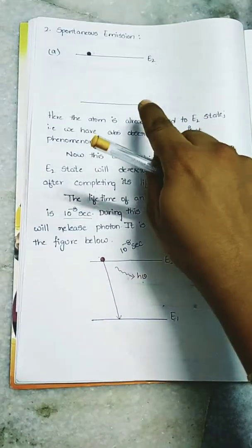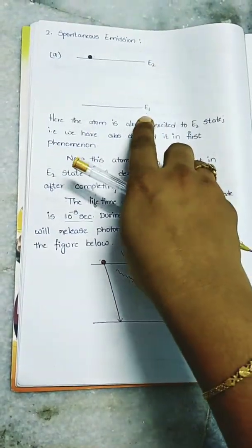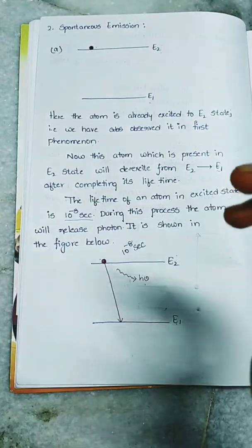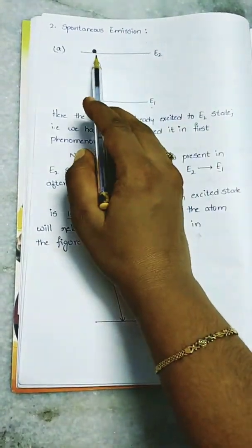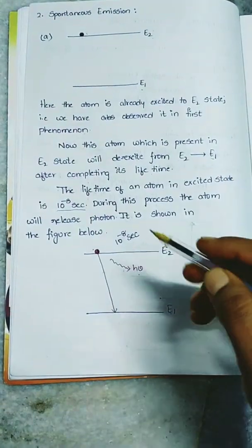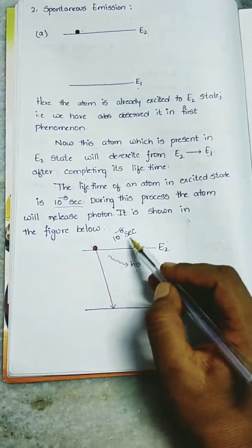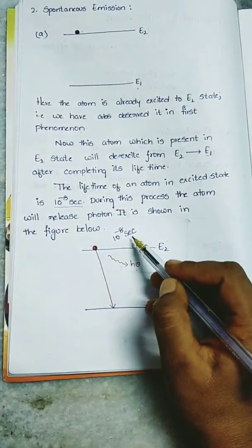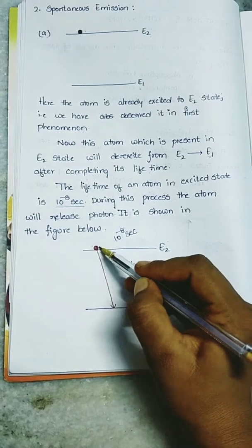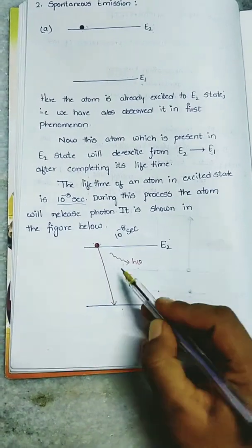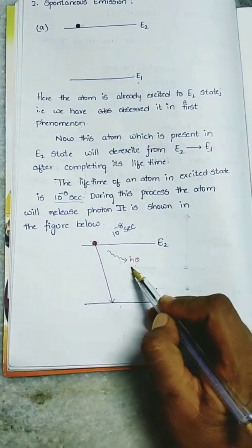Simply, we'll have two energy states as in the earlier case, and the atom will be present in E2 state. Now after completing a lifetime of 10 to the power of minus 8 seconds, it will simply move from E2 to E1, releasing a single photon.